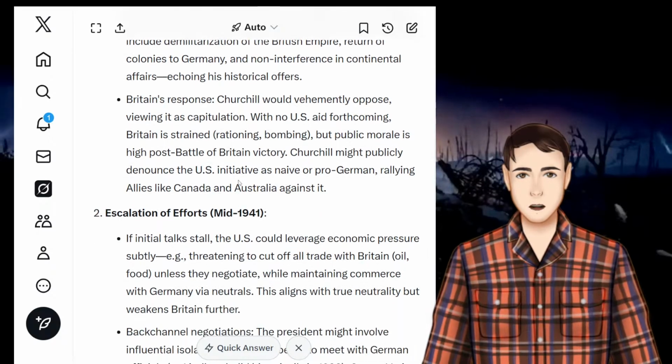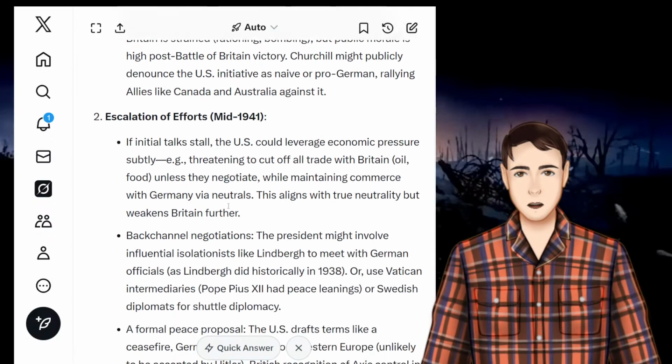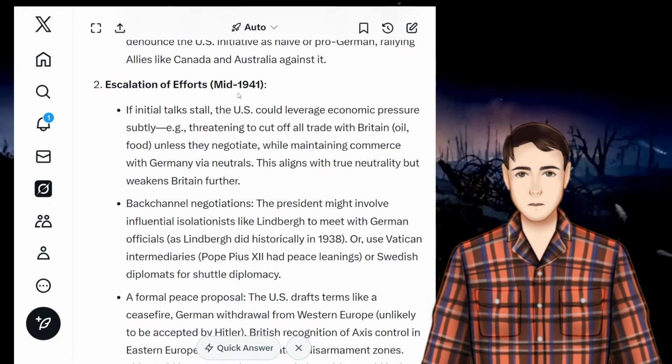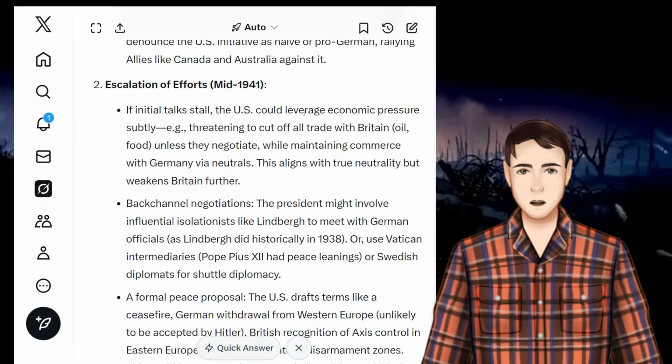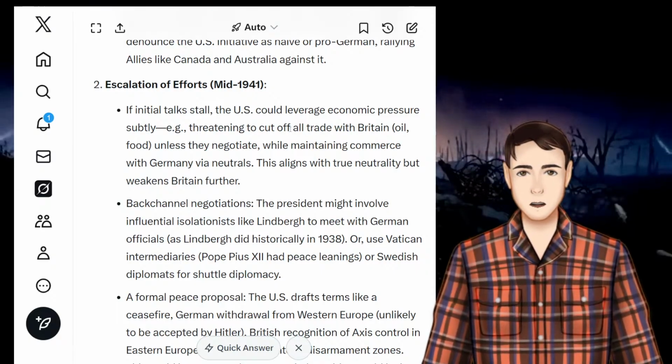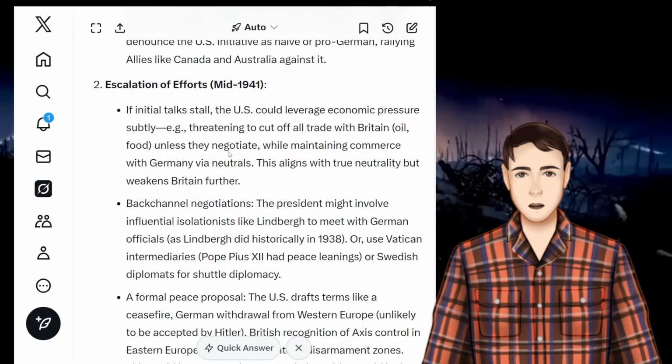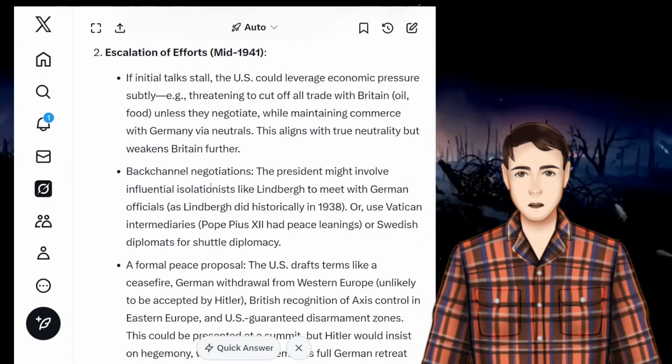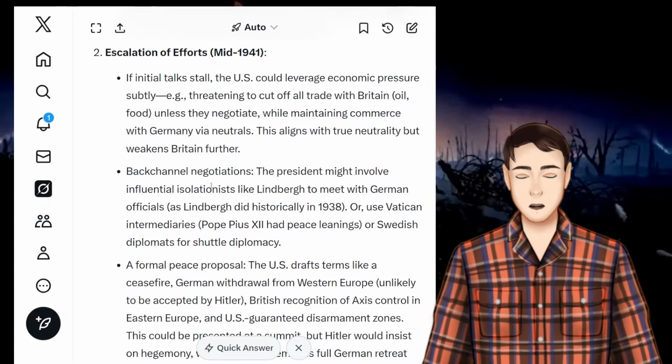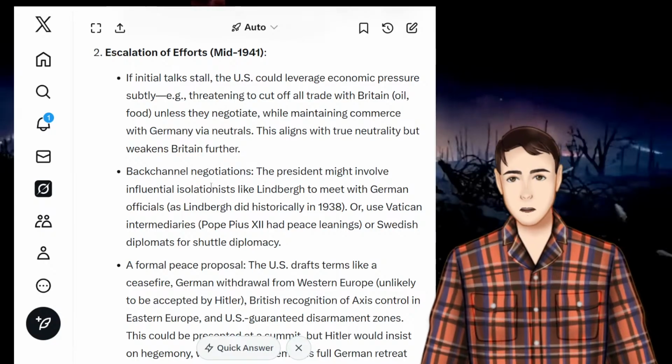Churchill might publicly denounce the U.S. initiative as naive or pro-German, rallying allies like Canada and Australia against it. Escalation of efforts, mid-1940. If initial talks stall, the U.S. could leverage economic pressure subtly, threatening to cut off all trade with Britain, oil, food, unless they negotiate, while maintaining commerce with Germany via neutrals. This aligns with true neutrality, but weakens Britain further. So being even more aggressive to Britain than, say, Trump is being to Ukraine right now.